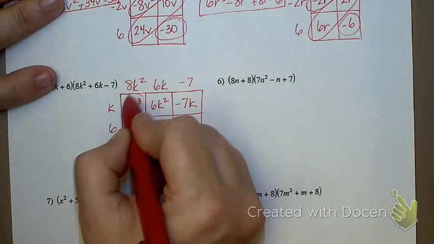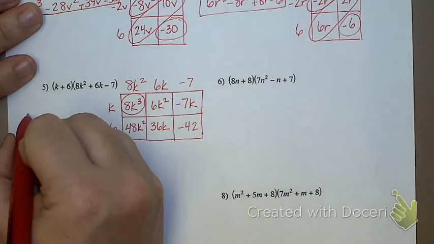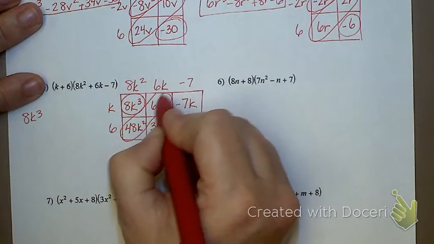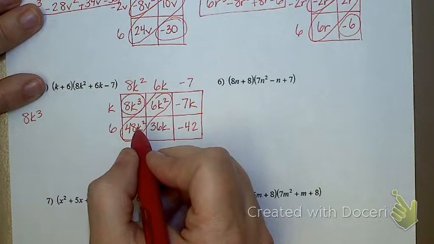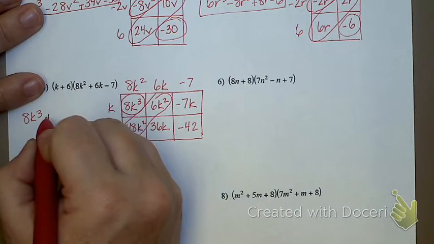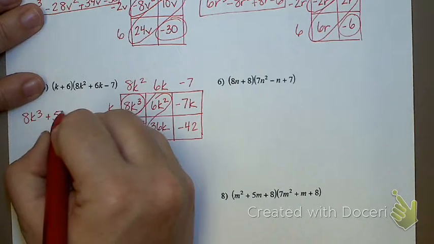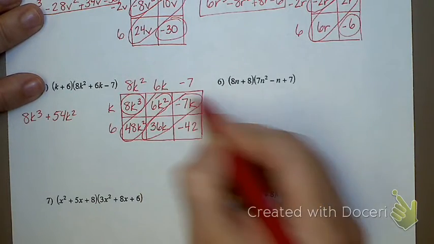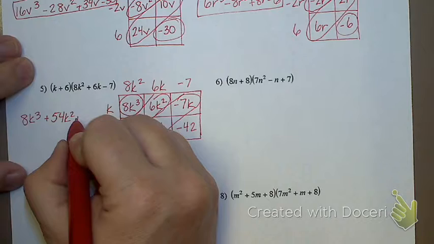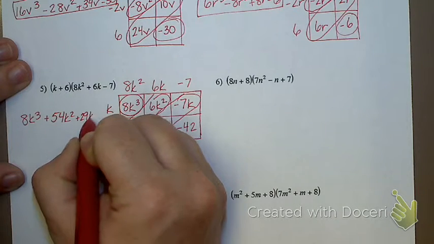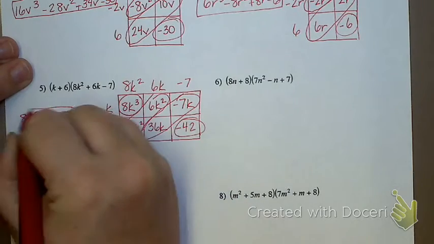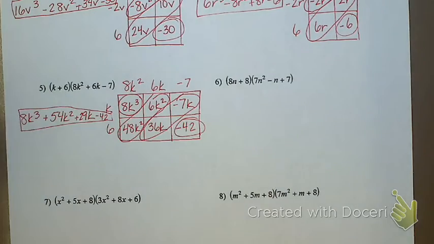I should still have diagonals. I have 8k to the third. Here's my k squareds. 48 and 6, that would be 54k squared. And then my k's, 36 and minus 7, should be 29k. And then lastly, minus 42. Should have started a little further over so I didn't have to squish my answer in there.